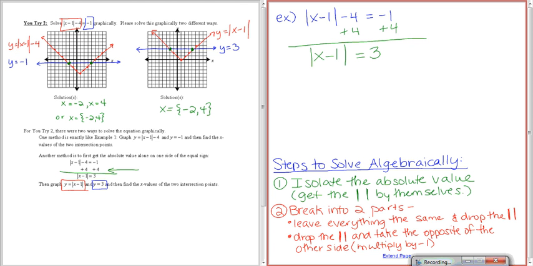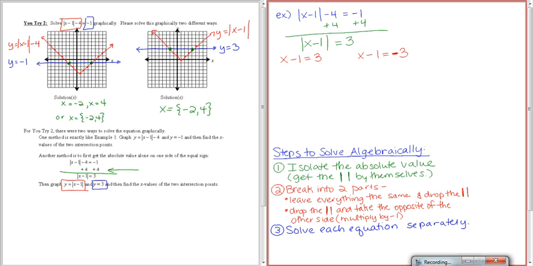For the next step, we're going to break our equation into two parts. In the first part, we leave the equation the same, we just drop the absolute value part. For the second part, we also drop the absolute value bars, but we take the opposite of the right side. So our 3 on the right becomes a -3. Next, we're going to solve each of these equations separately. On the left equation, I add 1 to both sides to get x equals 4. On the right equation, I add 1 to both sides to get x equals -2.